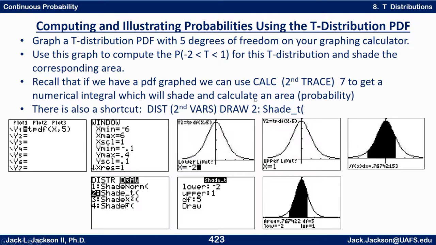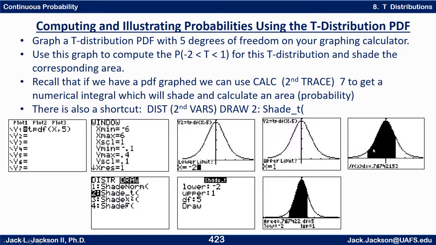And then I put in my lower limit, which is -2, my upper limit, which is 1, and then boom, there it shades it and comes up with the probability, which is that area, 0.767. Okay, almost 77%.